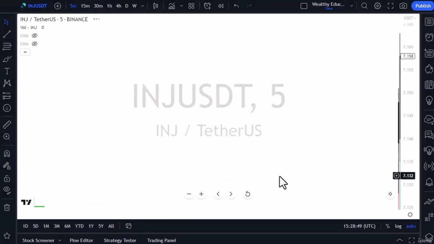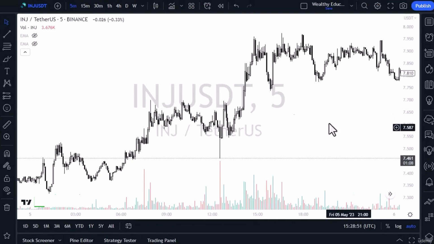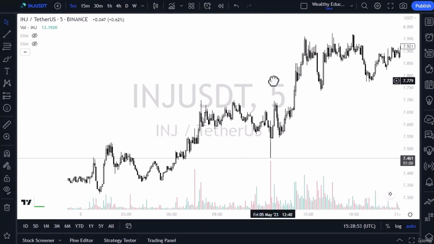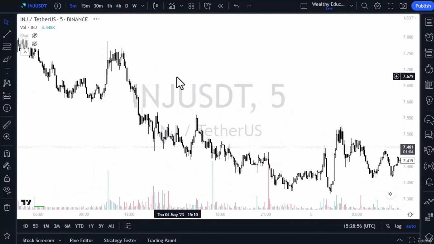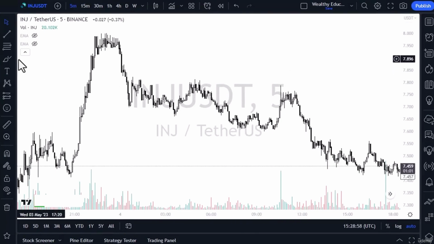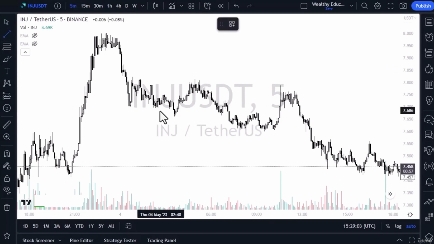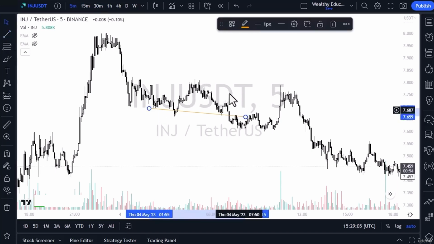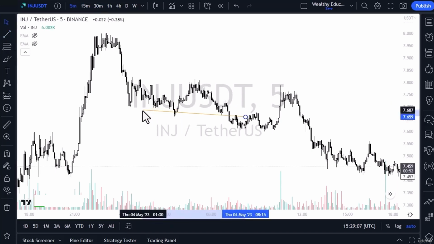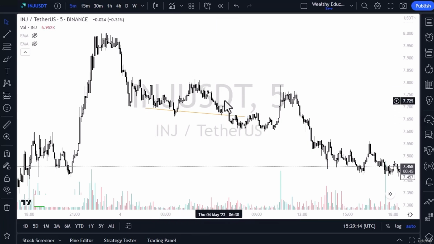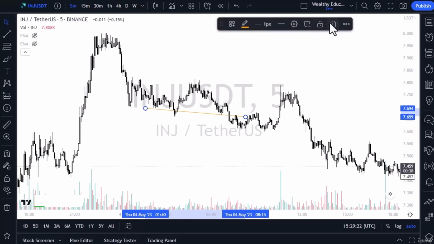Let's do another. So here is a slightly messy one, but it tells you the same thing. Shoulder, head, shoulder, breaks down. However, notice here, that shoulder gets broken, so you should be out of this trade, even though eventually it worked out.